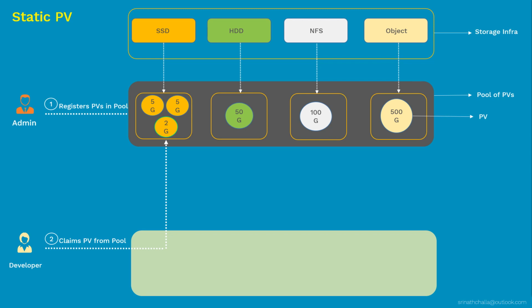Now the developer can make use of this bound PVC inside the pod. But there is one problem with it. What if the size of the requested storage doesn't match one in the available pool? Unfortunately, the developer has to wait till the admin creates the right size that the developer needs. That's when dynamic PV comes into the picture. And we'll discuss dynamic provisioning in a separate video. And moving on to the next slide.